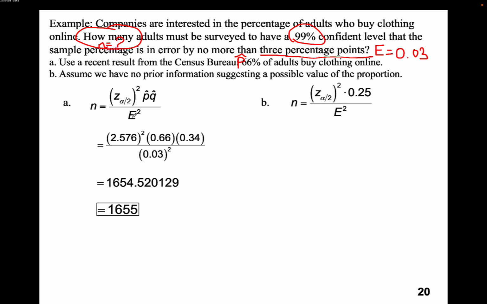Okay, part B, assume that we have no prior information. So we don't know p hat. That's gone. We're pretending we don't know this anymore. So we're going to use the second formula. Plugging those values in, z sub alpha over 2 is our 2.576 again. P hat times q hat, well, we don't know anything about them, so we got to go 50-50. 0.25 divided by our margin of error squared. Go ahead and pause the video and type that in your calculating technology.